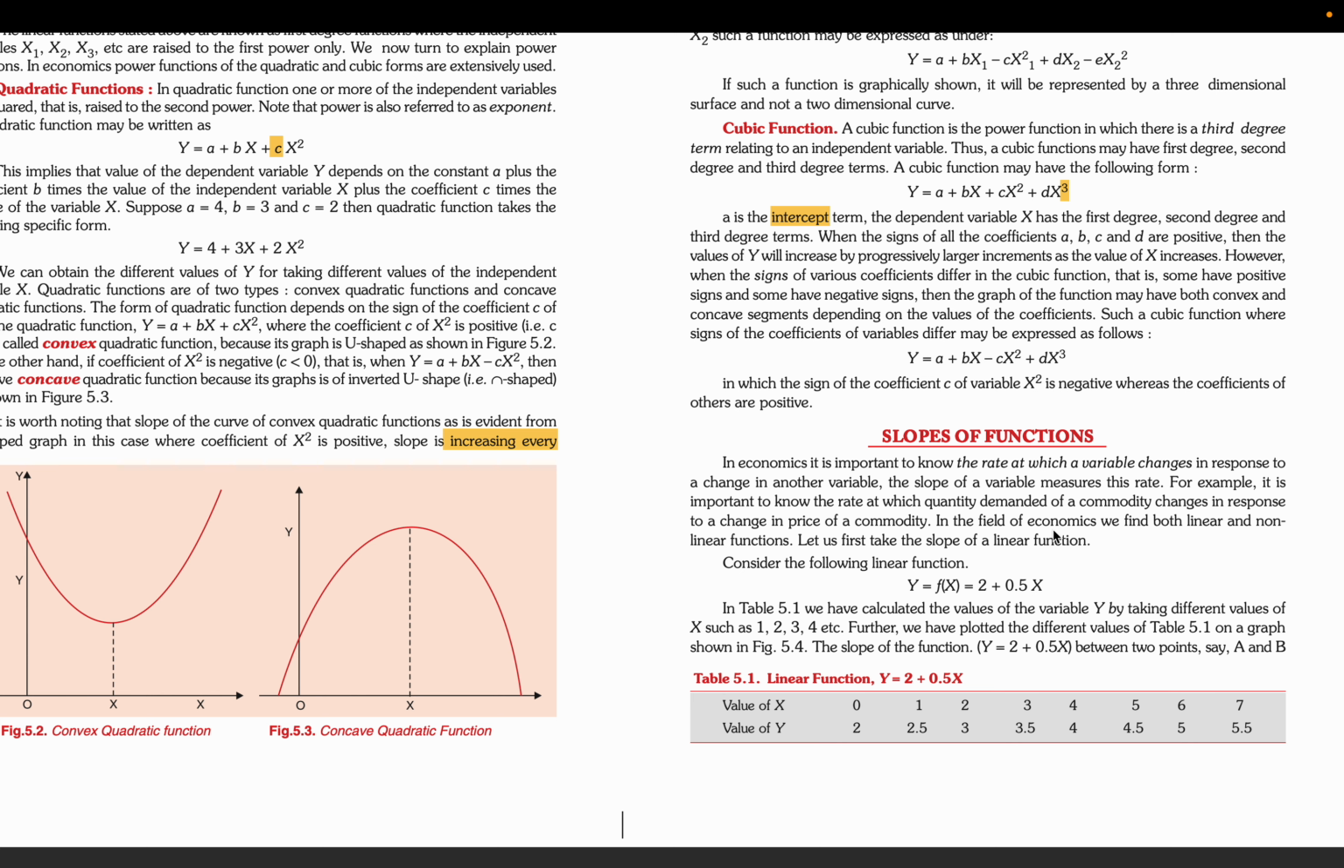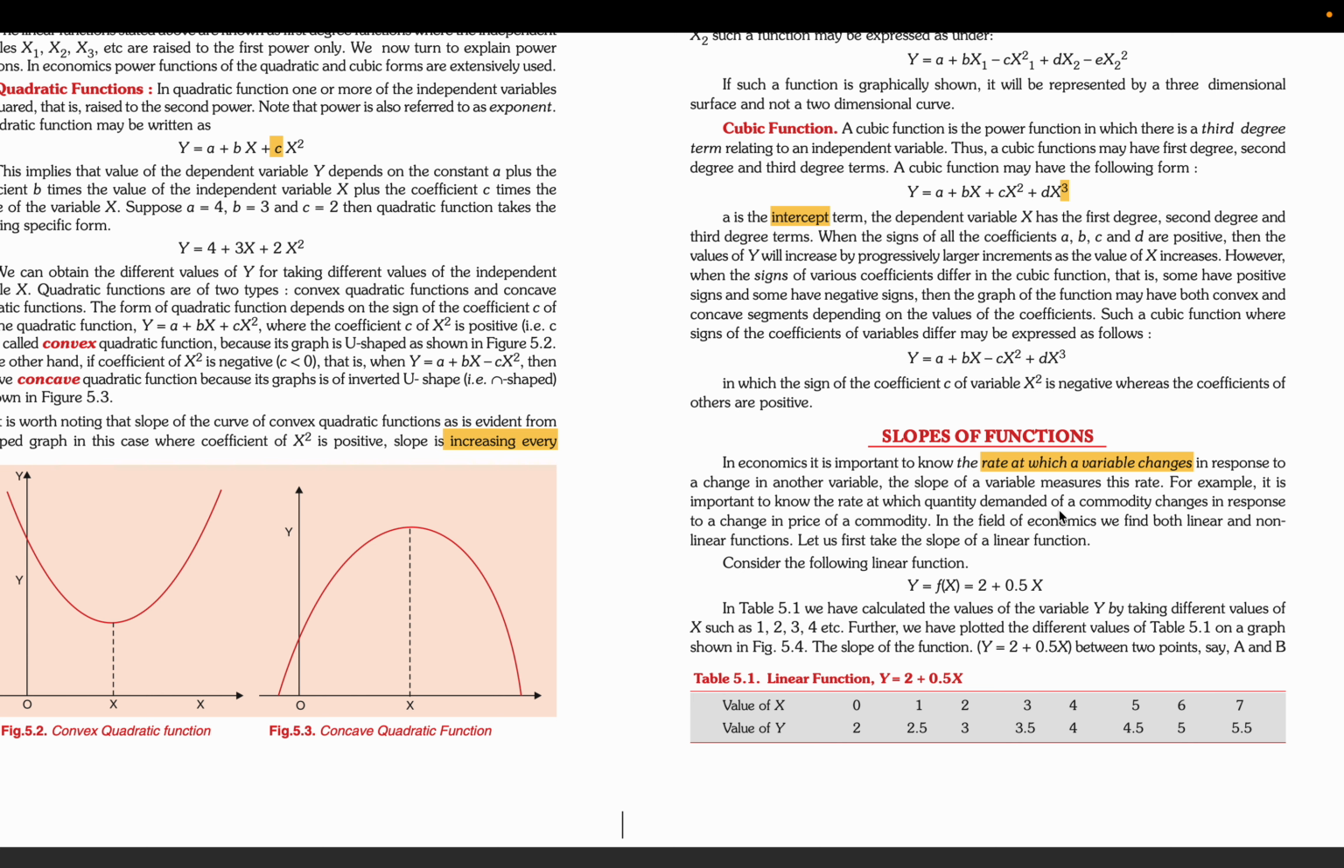Slopes of functions. In economics, it is important to know the rate at which a variable changes in response to a change in another variable. The slope of a variable measures its rate. For example, it is important to know the rate at which the quantity demanded of a commodity changes in response to the change in the price of a commodity.